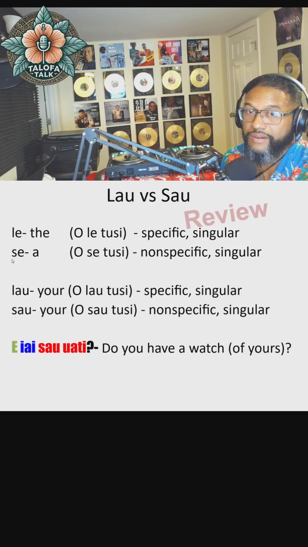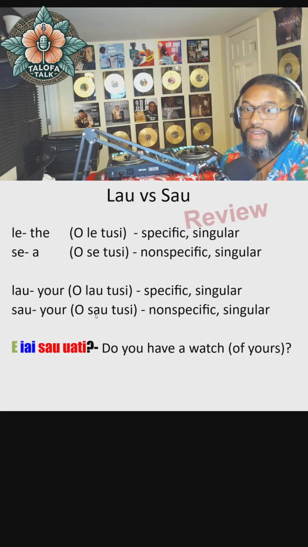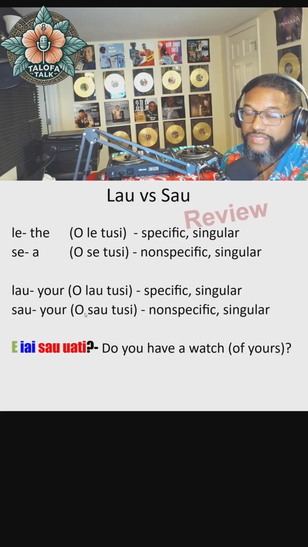Now if we bring it down here and I say "o lau tusi," again, "lau" means your. If I say "o lau tusi," I'm saying it is presently your book. That's another way in translation. But if I were to say a book of yours, it's still your book, but it's like a book of yours.